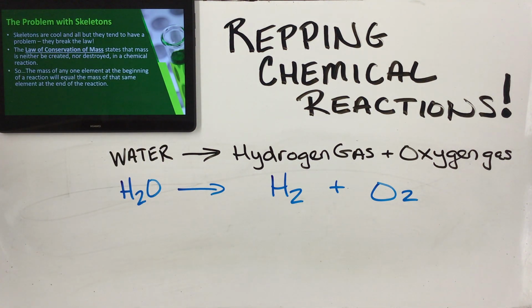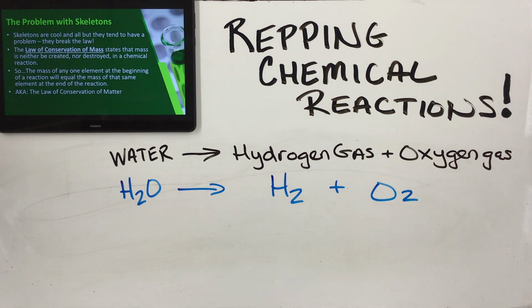So the mass of any one of the elements at the beginning of the reaction has to be the same at the end of the reaction. If I have 5 carbons going in, 5 carbons out. 2 hydrogens in, 2 hydrogens out. It's also known as the law of conservation of matter because it's talking about the number and type of each element or atom, and that makes up matter. So the same amount of matter that goes in has to come out.